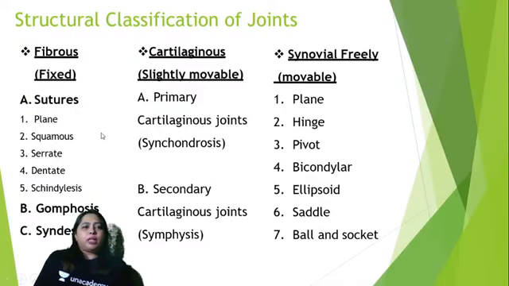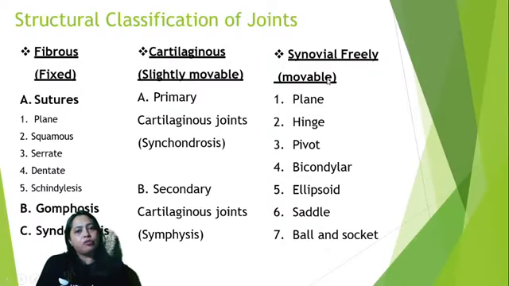Okay, this particular slide shows you the three types of joints. You have a fibrous type of joint, that is fixed type of joint. You have a cartilaginous joint, that is slightly movable. And then you have synovial joint, which is freely movable. Now, fibrous type of joint has between the two bones, the fibrous tissue is present. So the fibrous tissue holds them together.